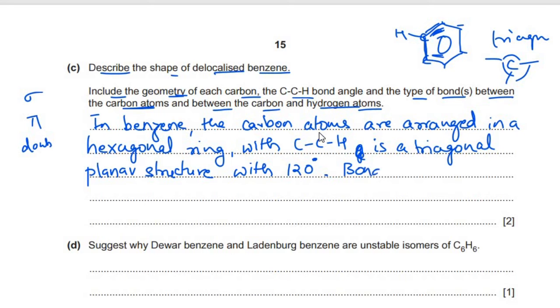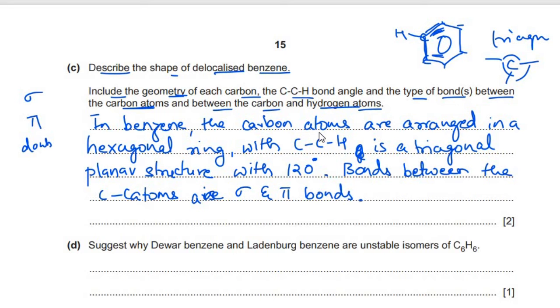bonds between the carbon atoms are sigma and pi bonds, and the bonds between carbon and hydrogen are all sigma bonds, because they are all single bonds.